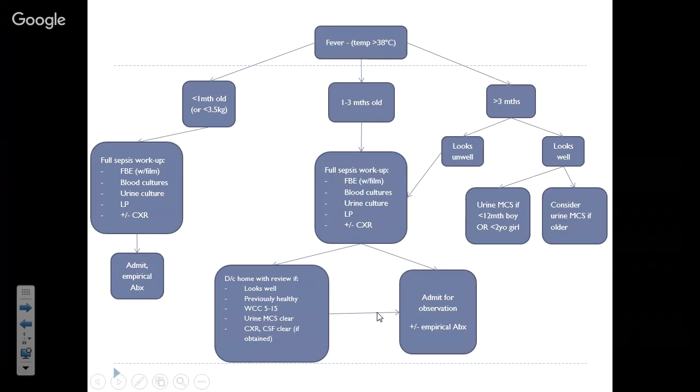So doing your full sepsis workup and then admitting them potentially for empirical antibiotics. Once they start to get older, so between 1 and 3 months, you can consider discharging them home without admission if they do look well, if all of their investigations are normal, and that sort of thing. And once they get a bit older, after 3 months, then you can start to consider discharging them home without doing too many investigations. So, in general, the younger they are, the more likely you are to want to admit and investigate.